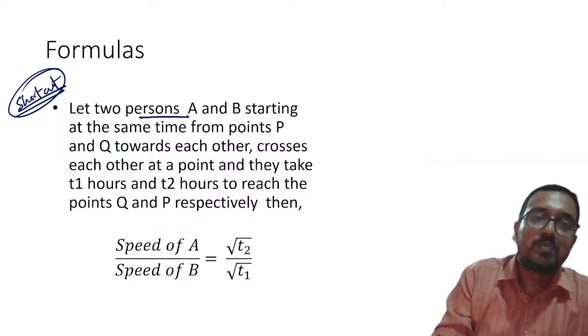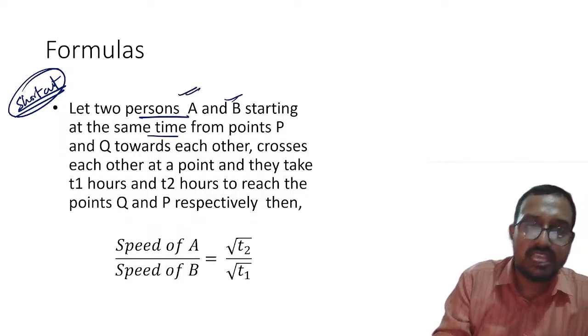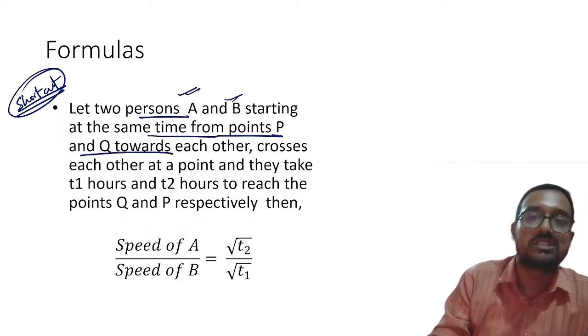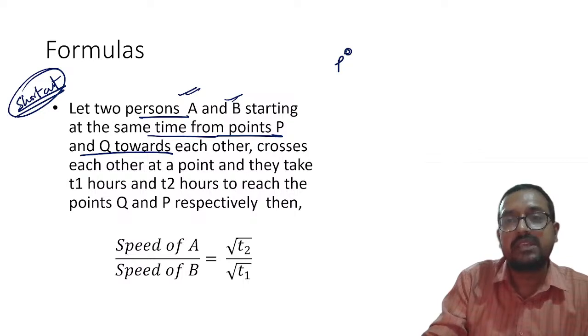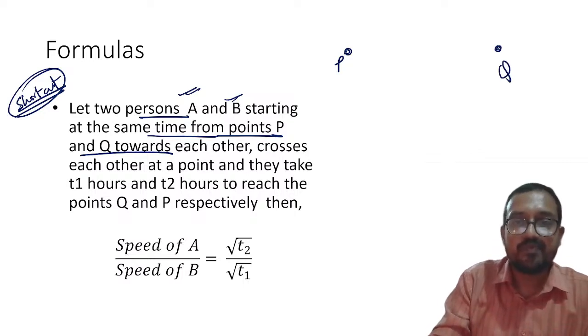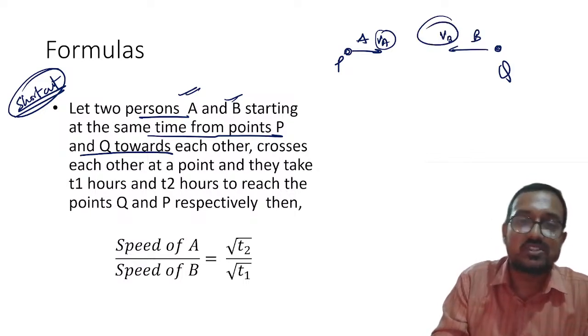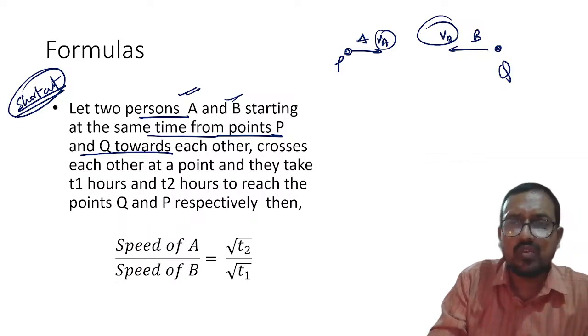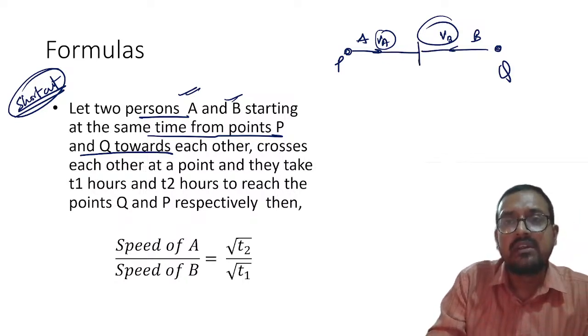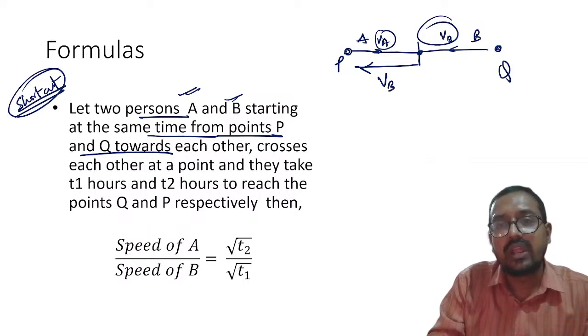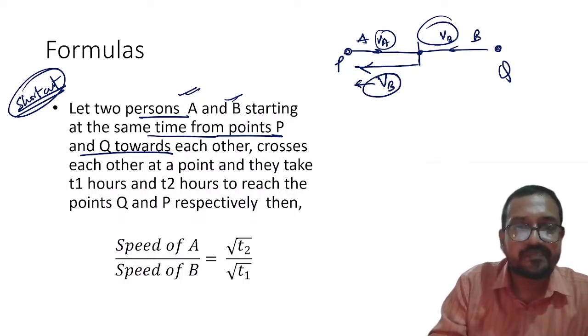Please mug up. Two persons A and B start at the same time from points P and Q towards each other. So let us say this is P, this is Q. From here A will start at, let us say, VA, and here B will start with, let us say, VB. They both will obviously meet at one point. Let us say they meet over here, and then from here B will go ahead.